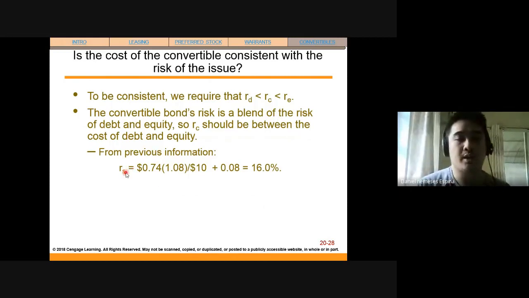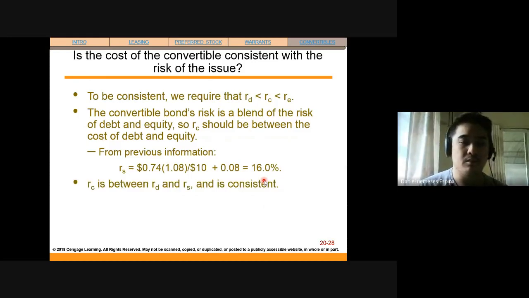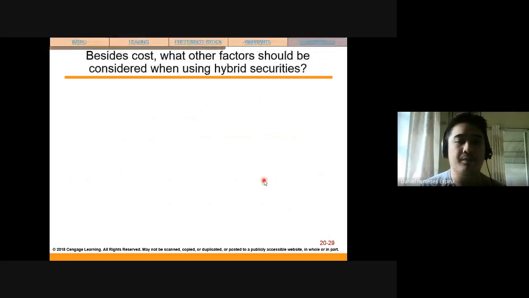So RS for the stock rate, 0.74. So you have 16%. So since the conversion rate is lower, which is at 13%, than the cost of equity, and the discount rate is 10%, therefore it is consistent.